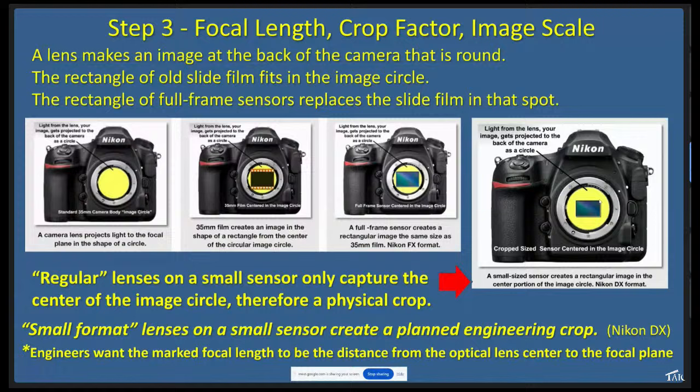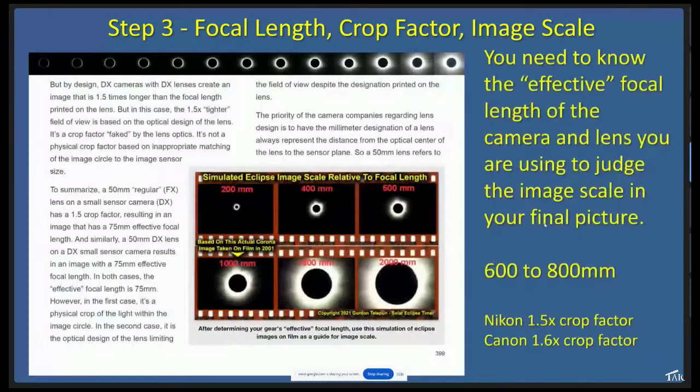But the tricky thing is if you buy a kit that is a small sensor kit, like a Nikon DX kit, where the lens and the camera are both labeled DX, they still have a 1.5 crop factor, even though the lens is going to print the focal length millimeters on it to be accurate, because the engineers always want the focal length to be the millimeter measurement from the optical center of the lens to the focal plane. They don't want to monkey around with that. So they engineer the camera for everything to be smaller, so it still has a 1.5 crop factor. So a 200 millimeter DX lens on a DX camera is still going to behave as a 300 millimeter lens.